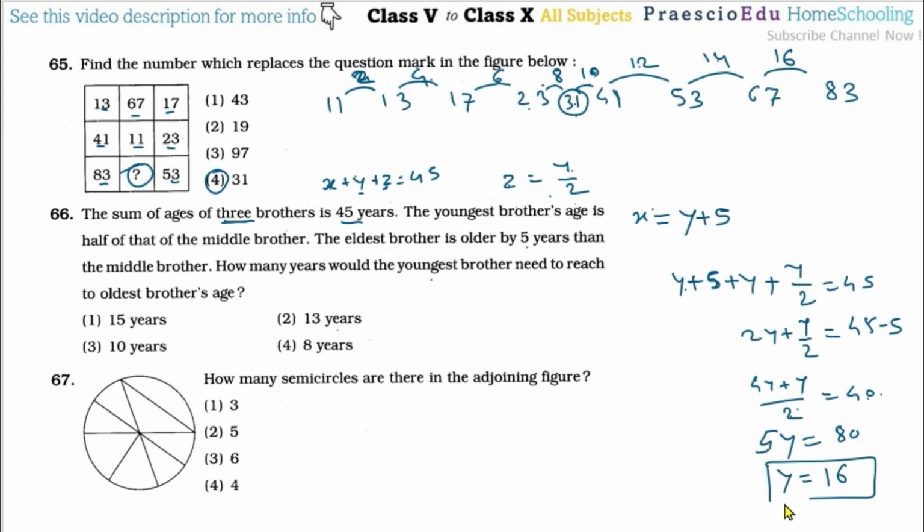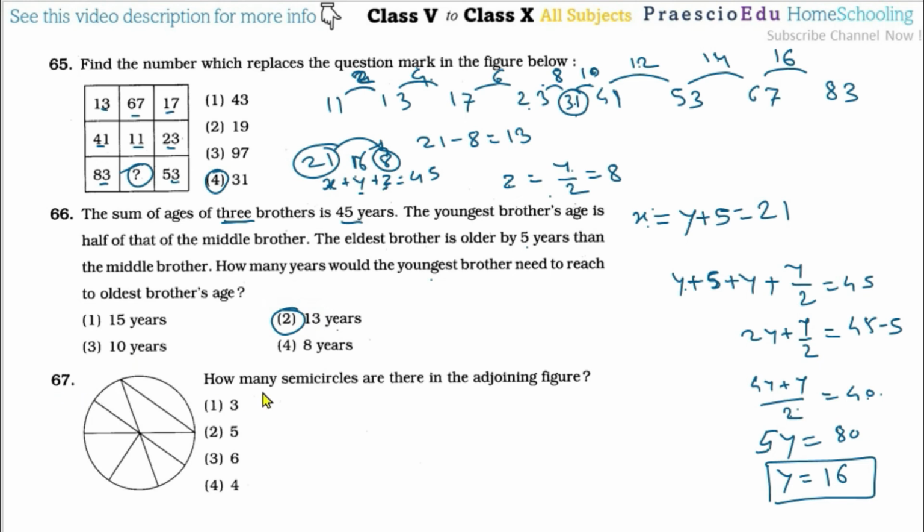Now Y we are getting is 16. Now we have to find Z. Z is Y by 2, so we are getting 8, so Z is 8. And X is Y plus 5, so 16 plus 5 is 21. Now we find the difference between these: 21 minus 8, we are getting 13. So 13 years, option number 2 is the correct one.